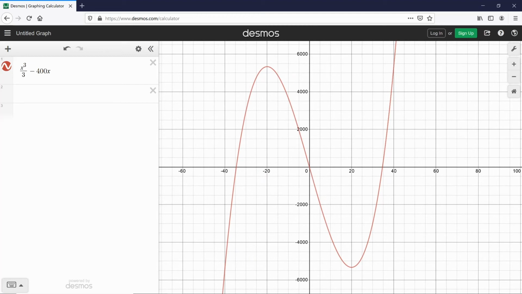That looks pretty close to what we thought it should be. Yeah, I think our graph checks out. That looks good. Let's try another one.